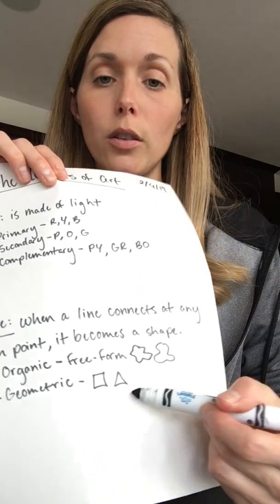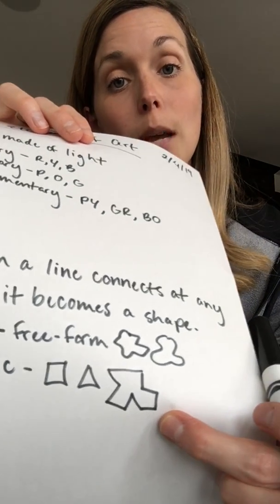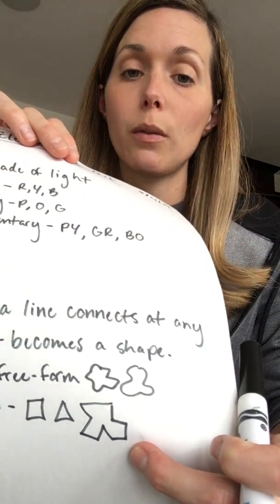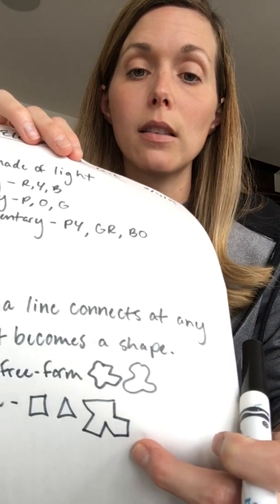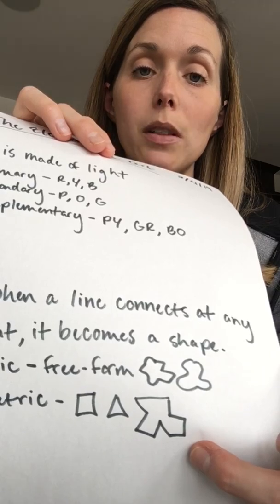So squares, triangles, or this too. This is kind of a trick question. This guy right here, is he a geometric shape? Well, yes, he is, because he doesn't have any curves, right? He's got points and straight lines. So geometric shapes and organic shapes, those are your two types of shapes.